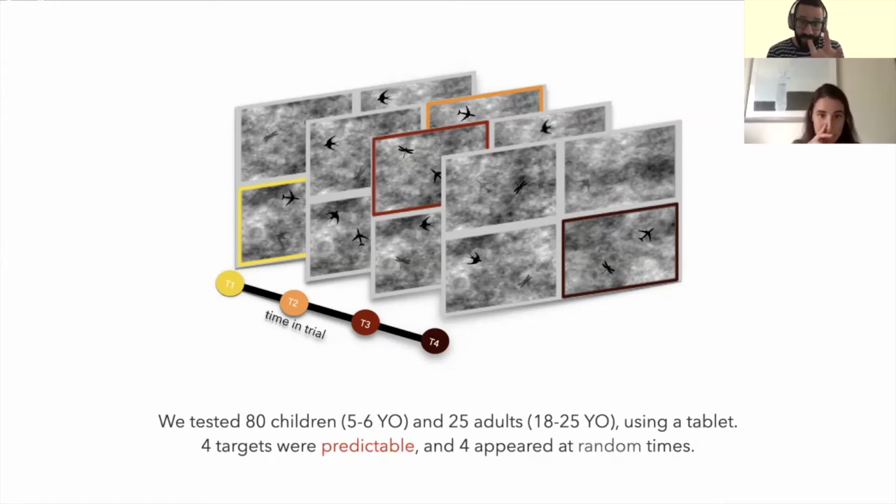And perhaps the critical experimental manipulation here is that 4 targets always appeared at the same time and spatial quadrant throughout the experiment. So they were entirely predictable as to where to look. For example, there was always a target that appeared after 3 seconds, for participant A, at the upper right corner of the screen. And we tested 80 kids and 25 adults.